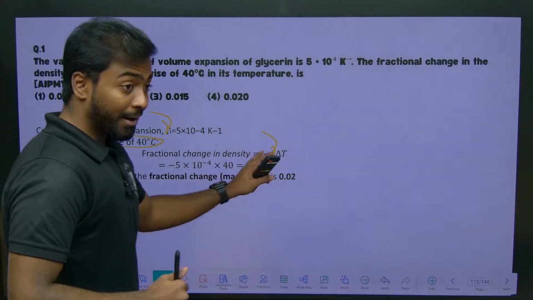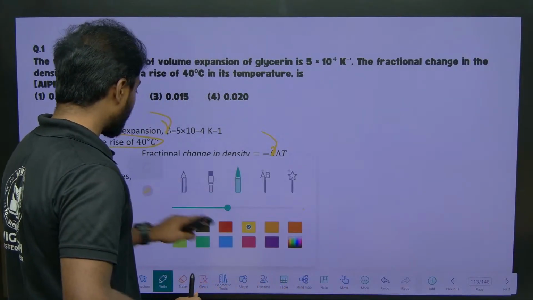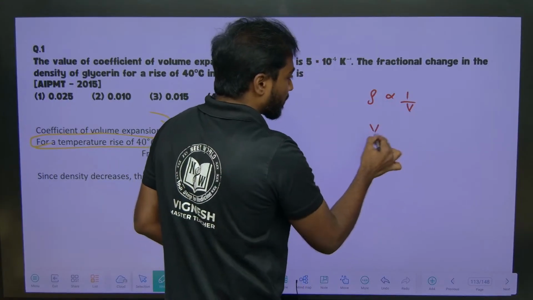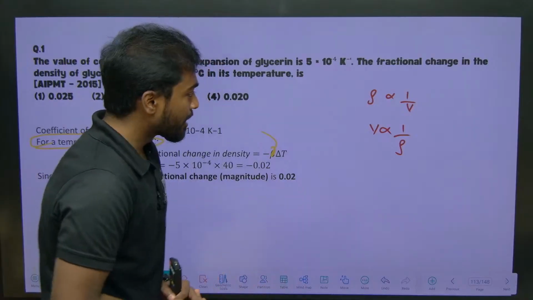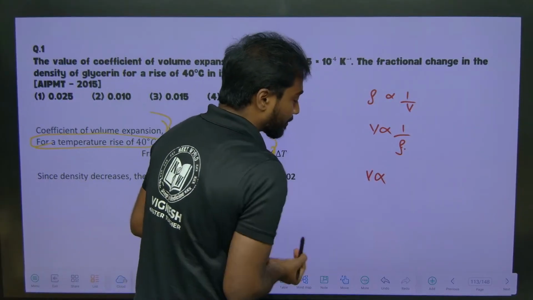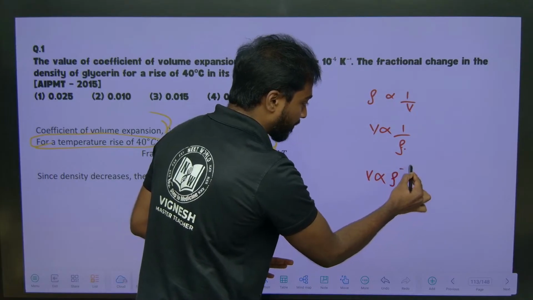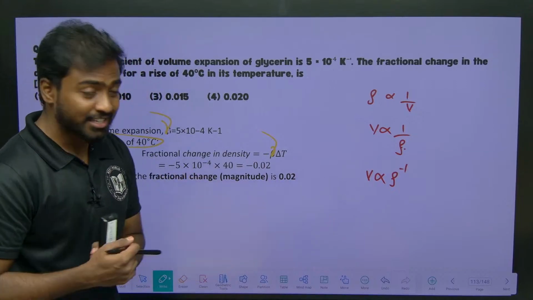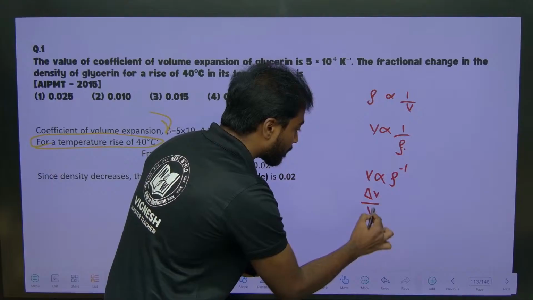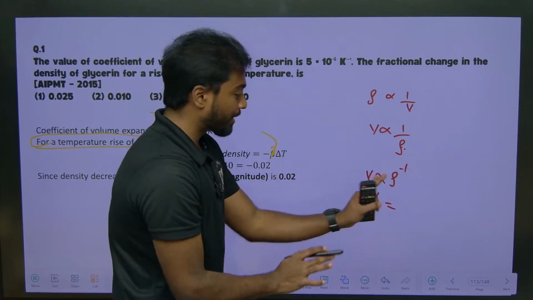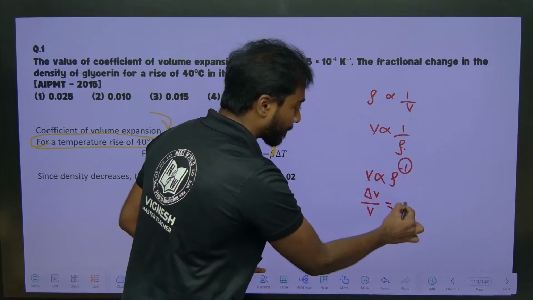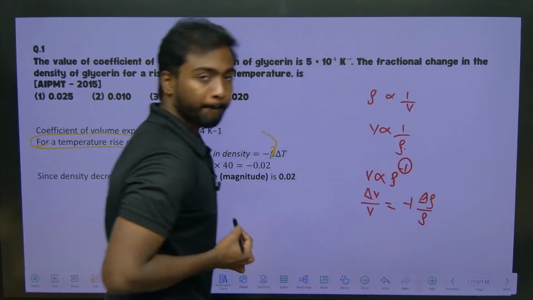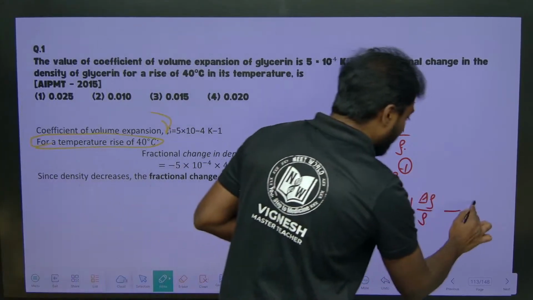Now why have we taken minus here? Listen carefully. Density is inversely proportional to volume, or volume is inversely proportional to density. So volume is directly proportional to density power minus 1. Now for the fractional change, delta V by V is equal to minus 1 times delta rho by rho. This is my equation 1.